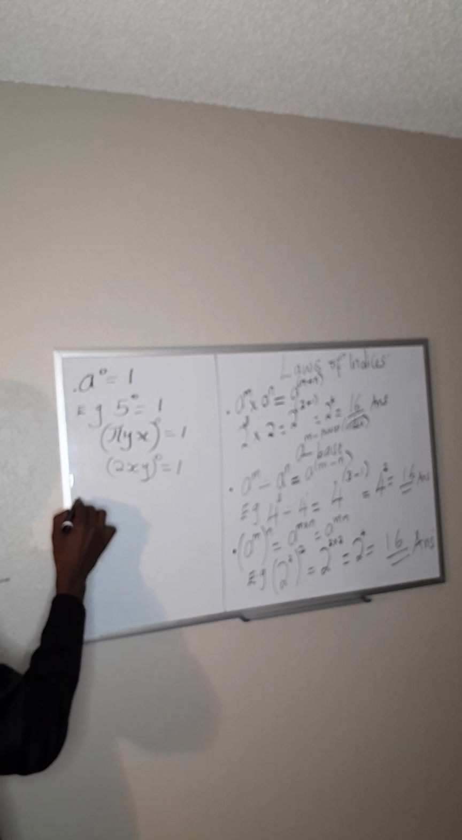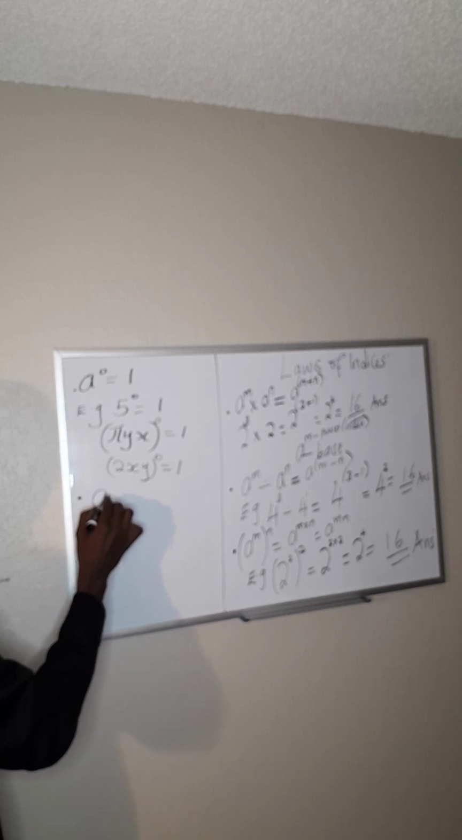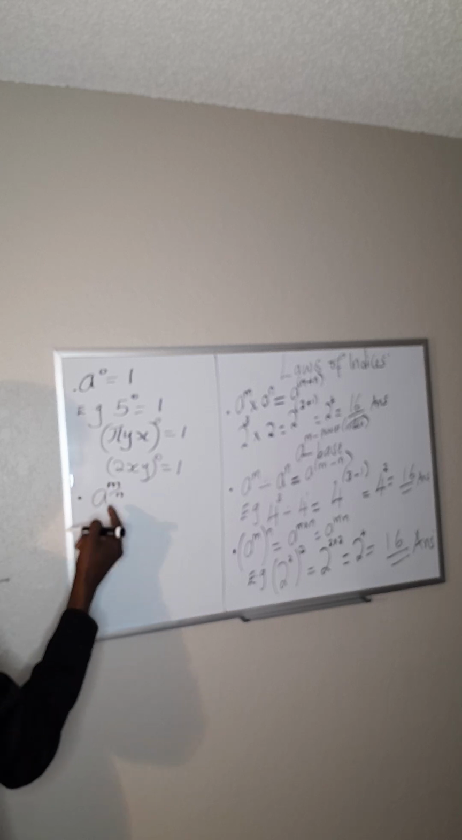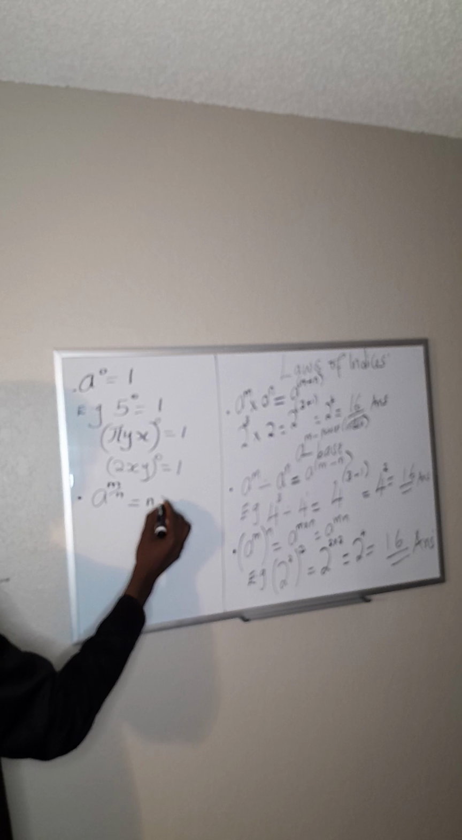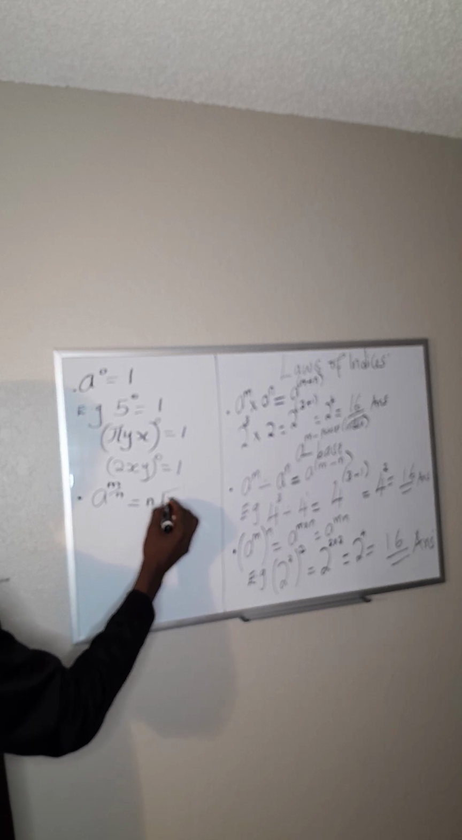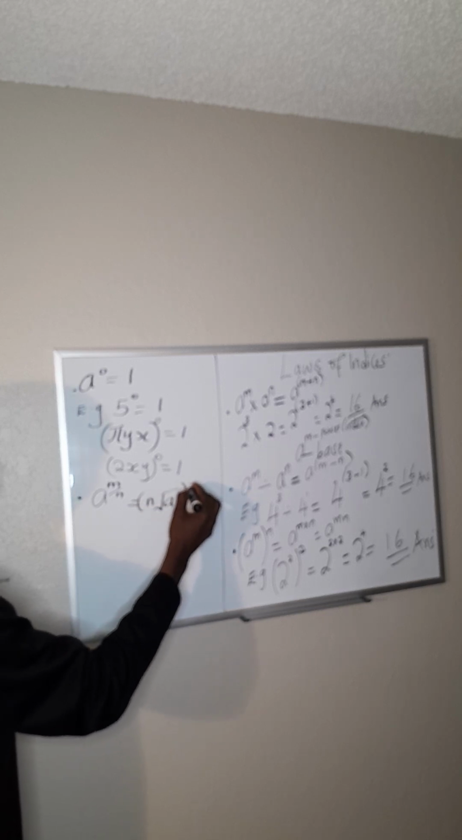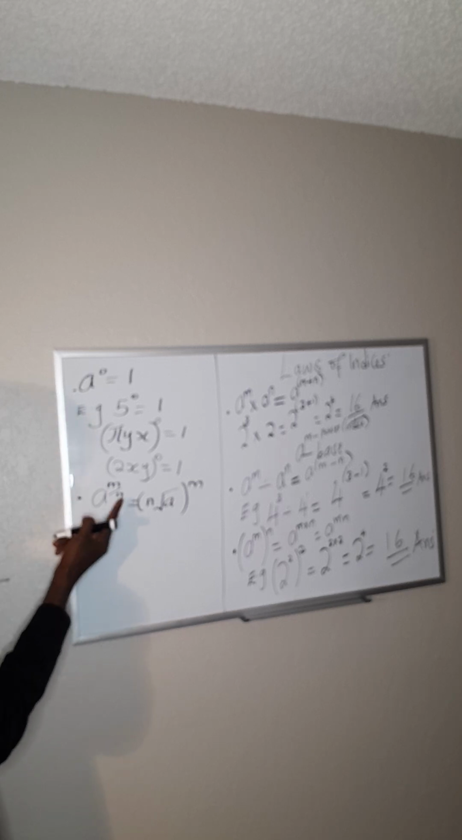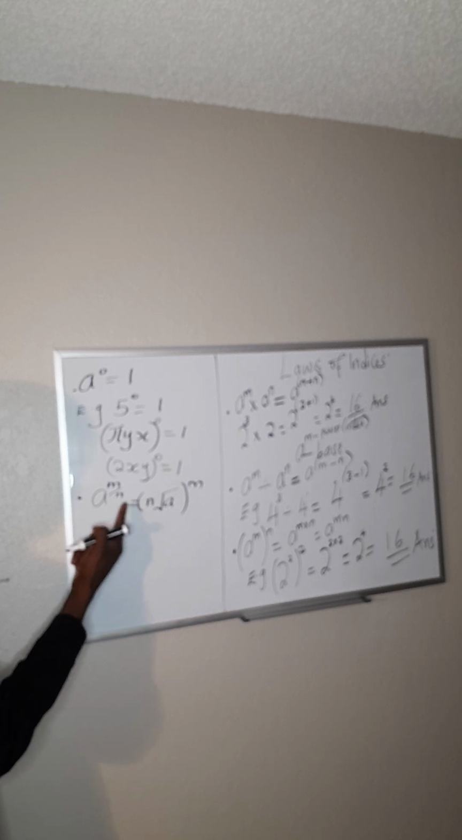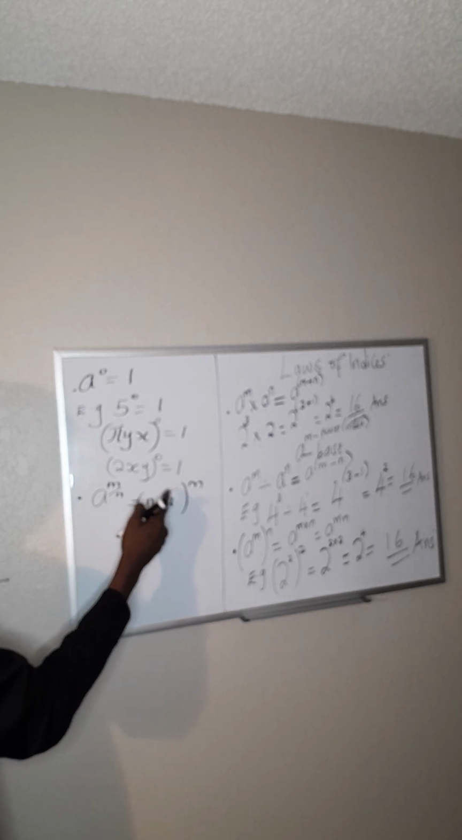But what about this one? If I have a raised to the power of m over n, then this one can be written as the nth root of a, everything raised to the power of m. So that is how you express this. If the index is a fractional index, you look at the denominator, and it becomes the root. So for this case, the nth root of a, everything raised to the power of m.